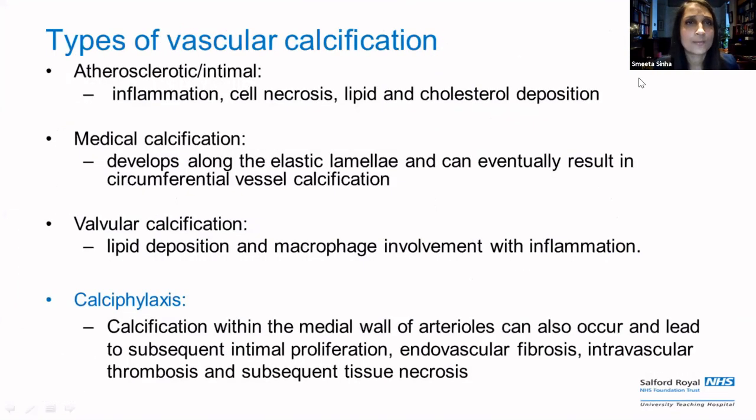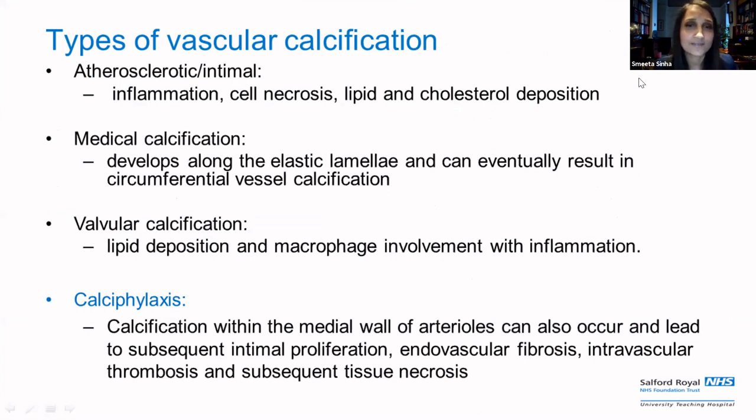So what are the types of calcification? Well, there's the traditional Framingham risk associated calcification, which is linked in with atherosclerosis, so lipids, cholesterol, inflammation. There's medial calcification, which I'll spend a bit more time on today, and valvular calcification, which is, again, lipids and macrophage involvement. Calciphylaxis is a particular area of interest, although it's rare.